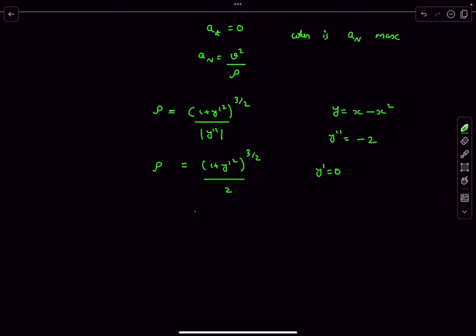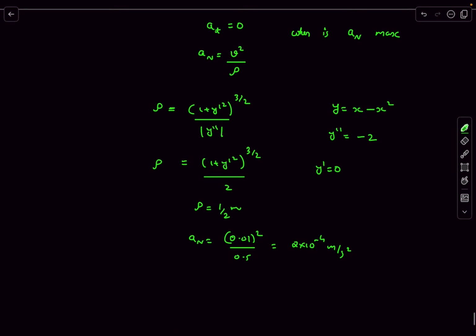Now we'll just substitute the slope to be 0. So we'll get the radius of curvature as half meters. So the normal acceleration in this case comes out to be v squared divided by rho, which is 2 times 10 to the power minus 4 meters per second squared. So that was it for this question. Now let's move on to the next question.